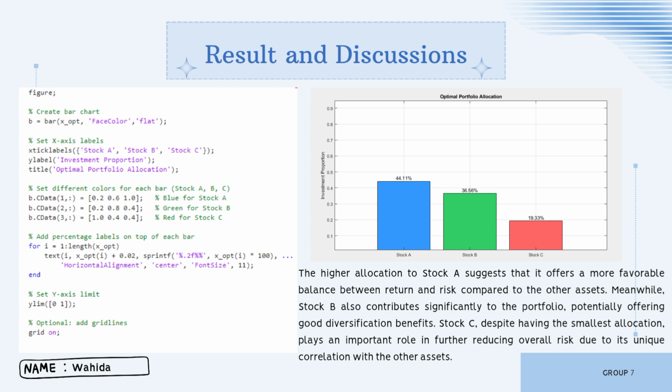In conclusion, this optimized allocation provides a practical and efficient investment decision based on quantitative modeling. It fulfills the investor's objective of achieving a return of at least 11% while keeping risk as low as possible. This result directly addresses the original problem statement and demonstrates how financial models like the Markowitz approach can guide rational investment strategies through mathematical optimization.